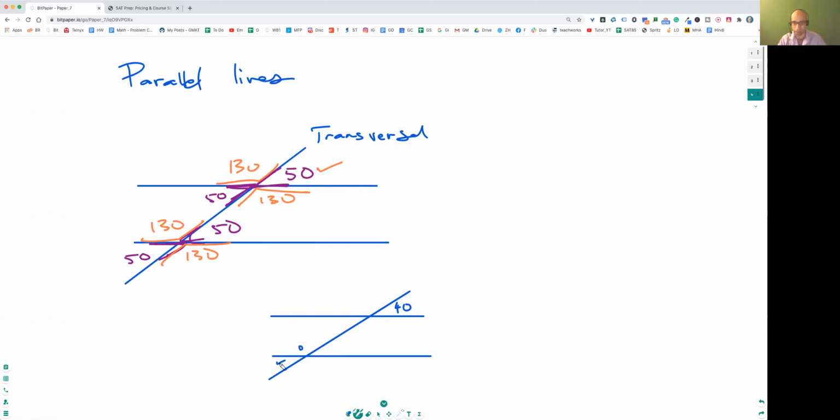Nice. This angle is the acute angle, right? This angle is the acute angle. Very good. So this angle is the only acute angle, right? Same as this. So it's going to be 40, right? It's going to be 40.